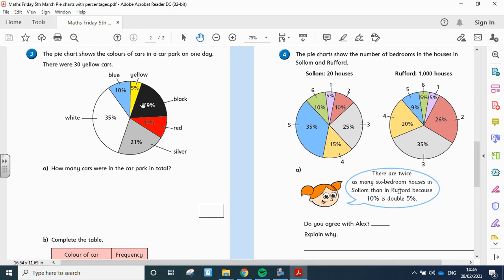Right, let's have a look at this one, number 3. The pie chart shows the colours of cars in a car park on one day.